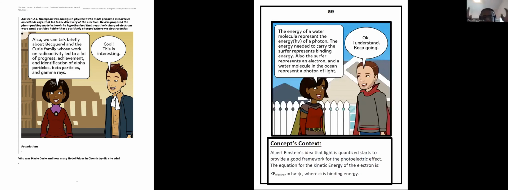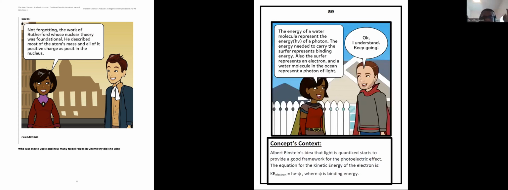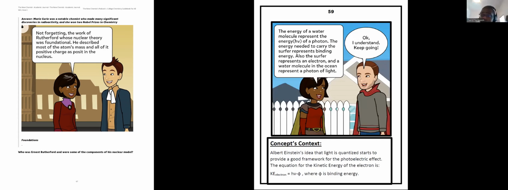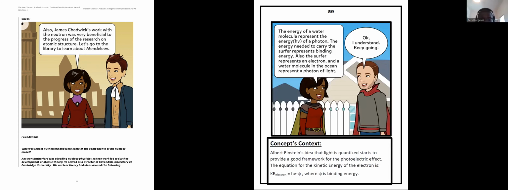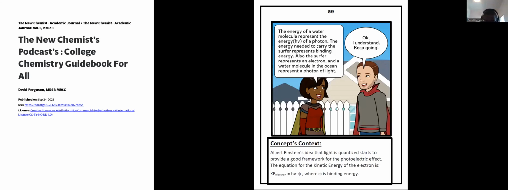Albert Einstein's idea that light is quantized starts to provide a good framework for the photoelectric effect. The equation for the kinetic energy of the electron is: KE of the electron is equal to h nu minus phi, and that phi is representative of the binding energy.